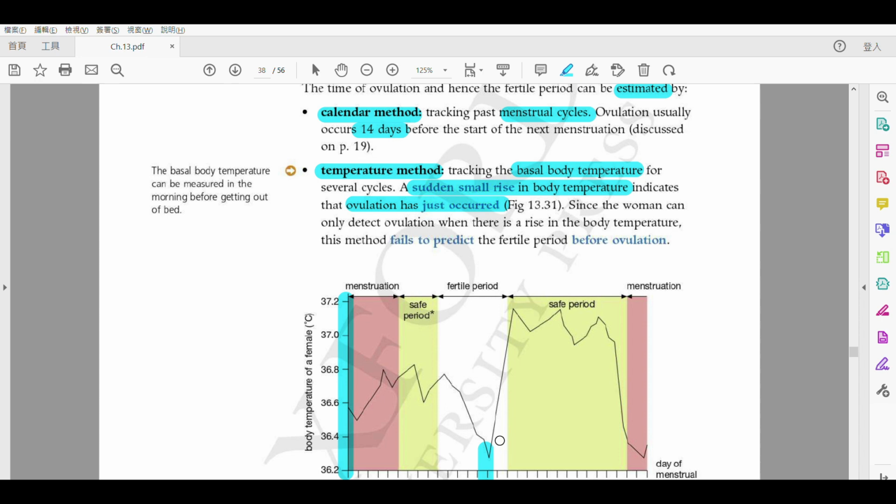Okay? But the problem is, you cannot tell this period. 你唔能夠知道呢段時間。You cannot tell if this period is ovulation at all. Okay? 所以啦 therefore the bad side is that 佢只能夠 detect 到 ovulation 啦 and there is a small rise in temperature. 但係 but it fails to predict the fertile period before ovulation. So try to remember this sentence as well.